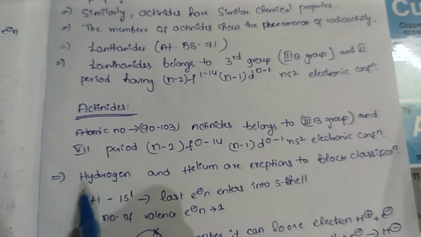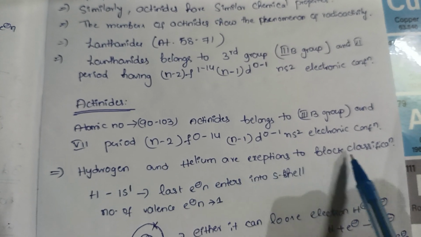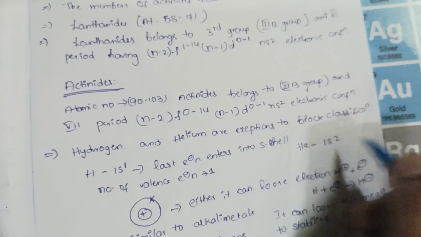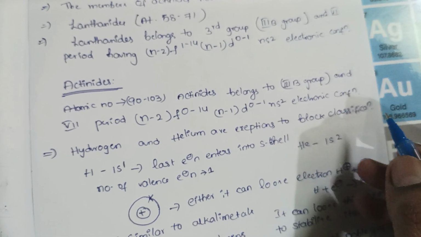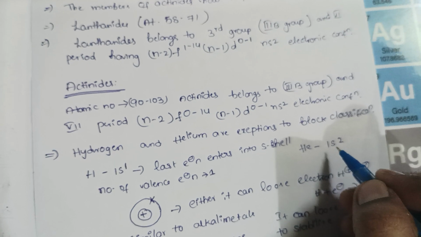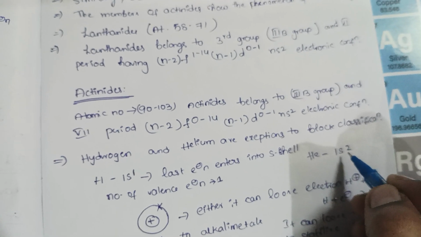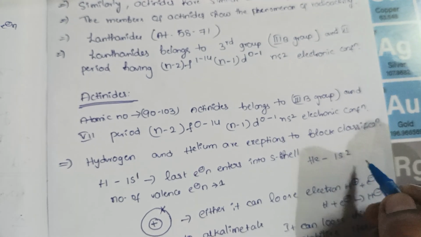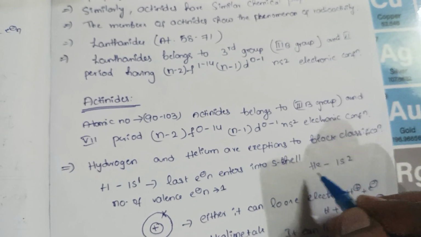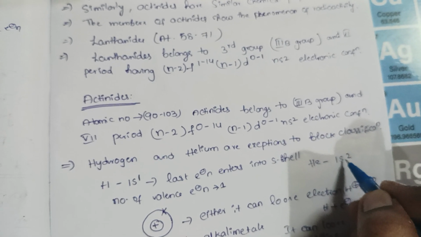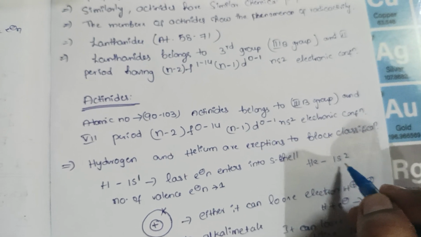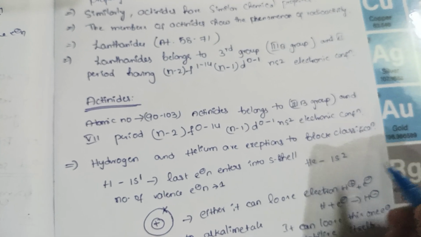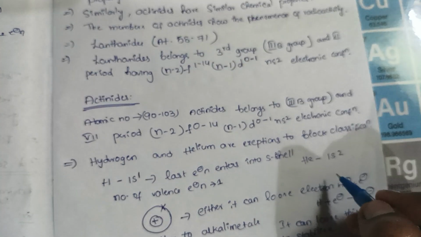Hydrogen and helium are exceptions to the block classification, because for helium the electronic configuration is 1s2. Actually, as we discussed before, when the last valence electron enters the s orbital, they are called s block elements; when the valence electrons enter the p orbital, they are called p block elements. Like that we discussed, right? But here the valence electrons enter the s orbital, so why do they put helium in the p block? Because it is related to inert gas properties. That's why they put it in the p block.